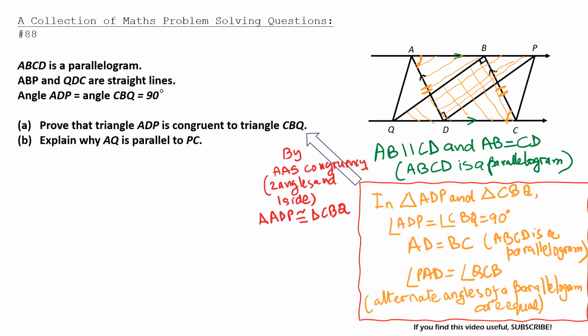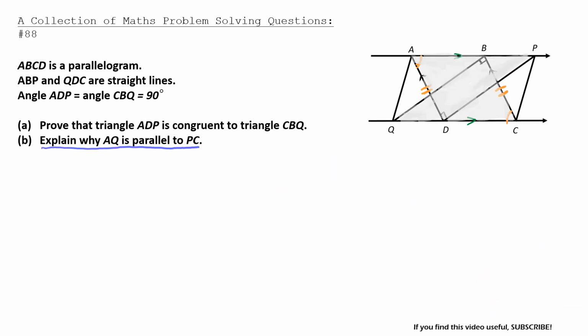triangle ADP is congruent to triangle CBQ, by AAS congruency. So the first part is done. Now we move on to the next part. We have to explain that AQ is parallel to PC. Now the way I thought it could be done is if we could prove that APCQ is a parallelogram, then very obviously AQ would be parallel to PC.